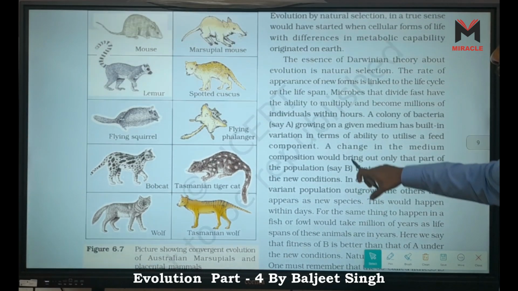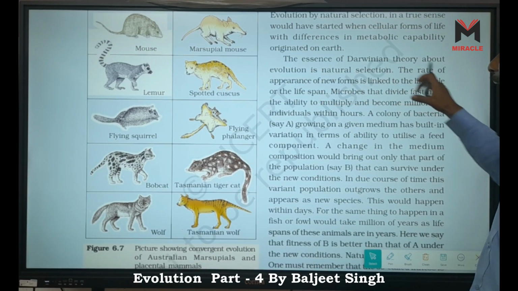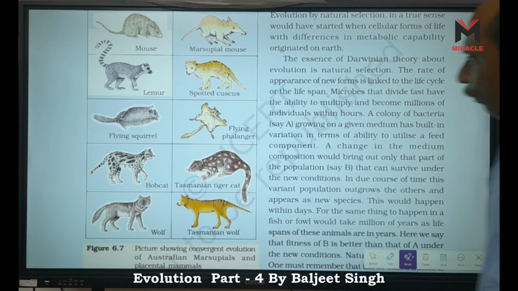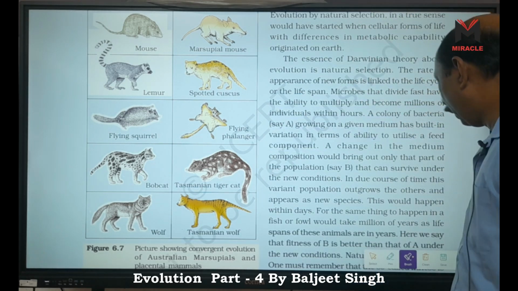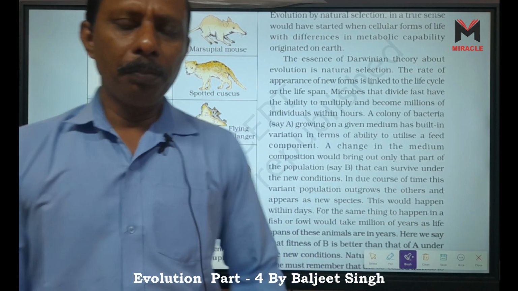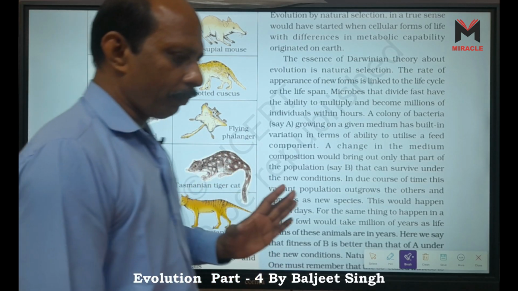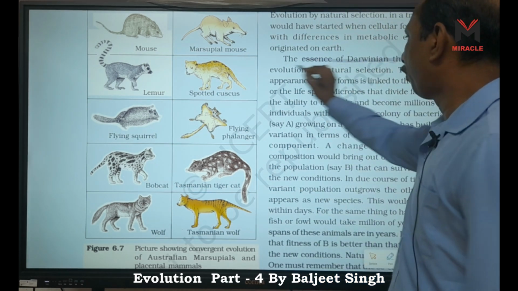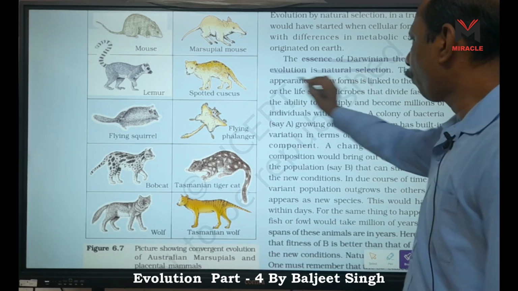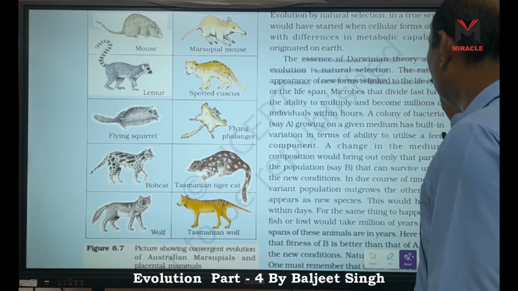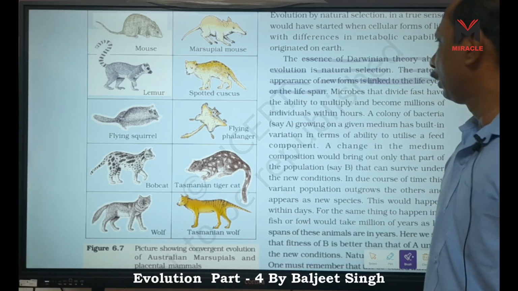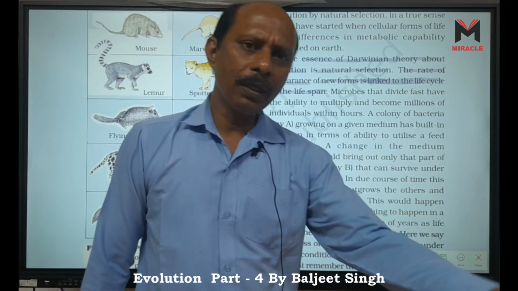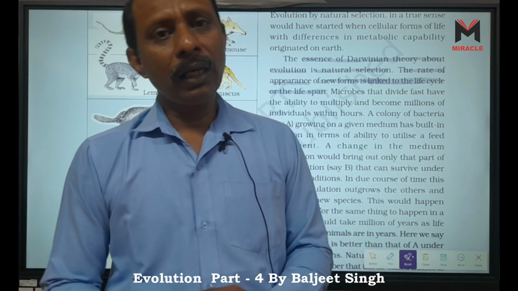Okay, now the second thing is given, very important. The essence of Darwin's theory about evolution is natural selection. Darwin always talks about natural selection. The main conceptual key of Darwin is natural selection and branching descent. The rate of appearance of new forms is linked to the life cycle or the lifespan. Appearance of new forms means when new forms come in offspring, it depends upon the lifespan.